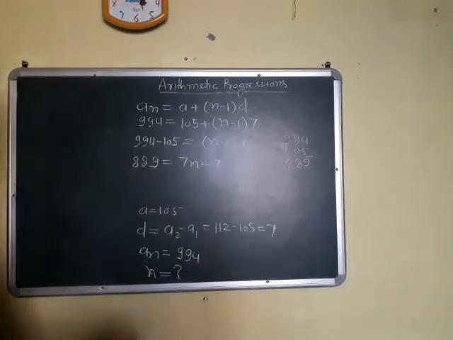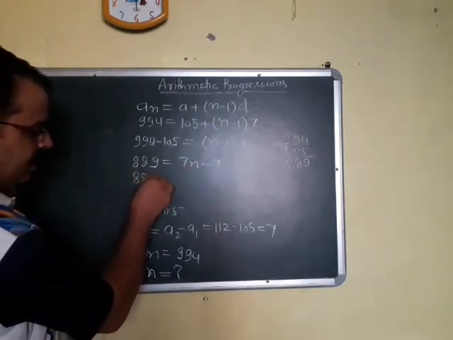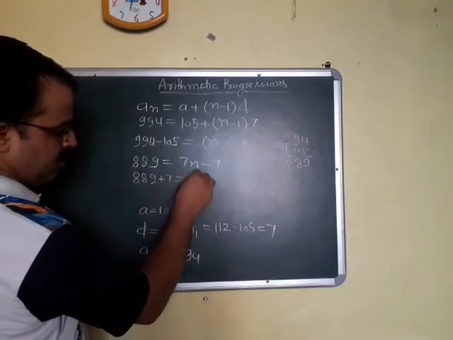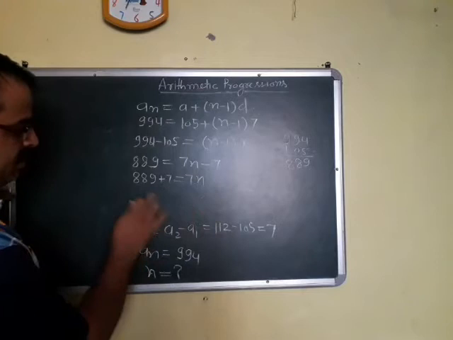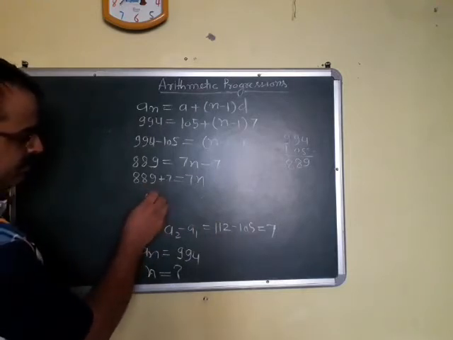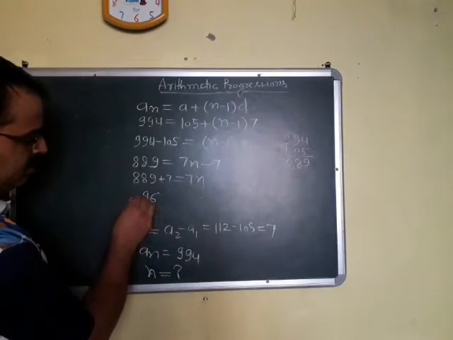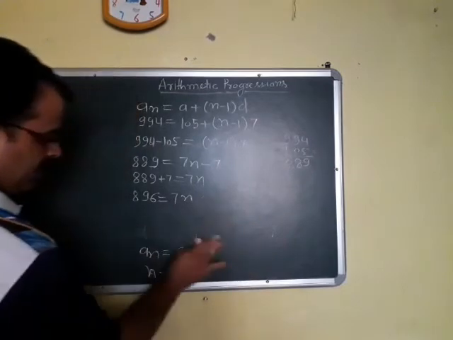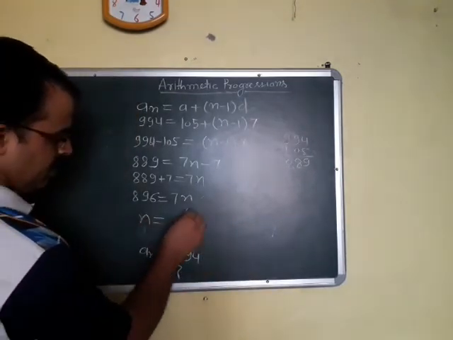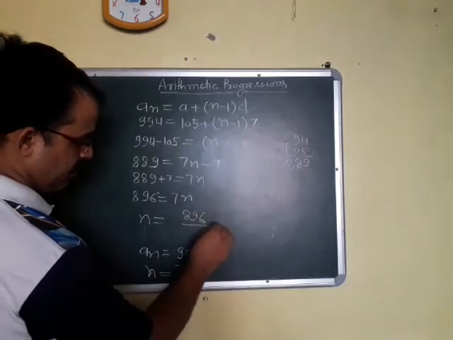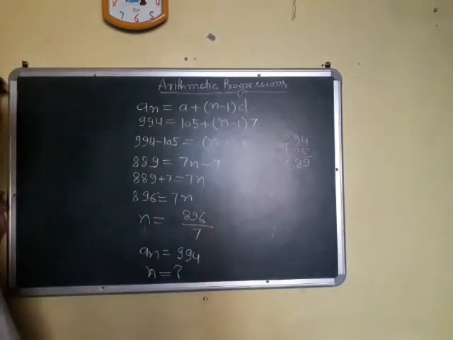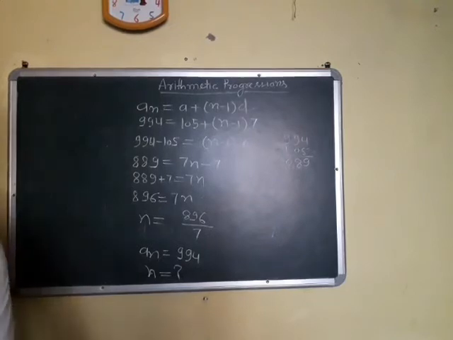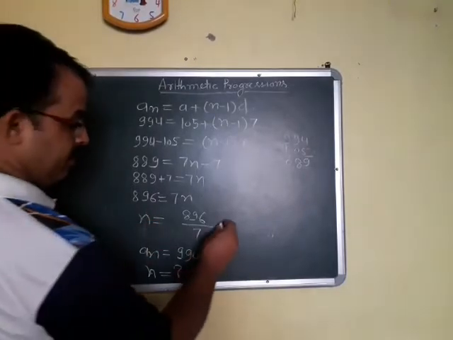And this 7 goes to that side: 889 plus 7 is equal to 7n. So what do we find here? 889 plus 7 is 896, equal to 7n. So n is equal to 896 upon 7. 896 upon 7. Clear? So divide this one.